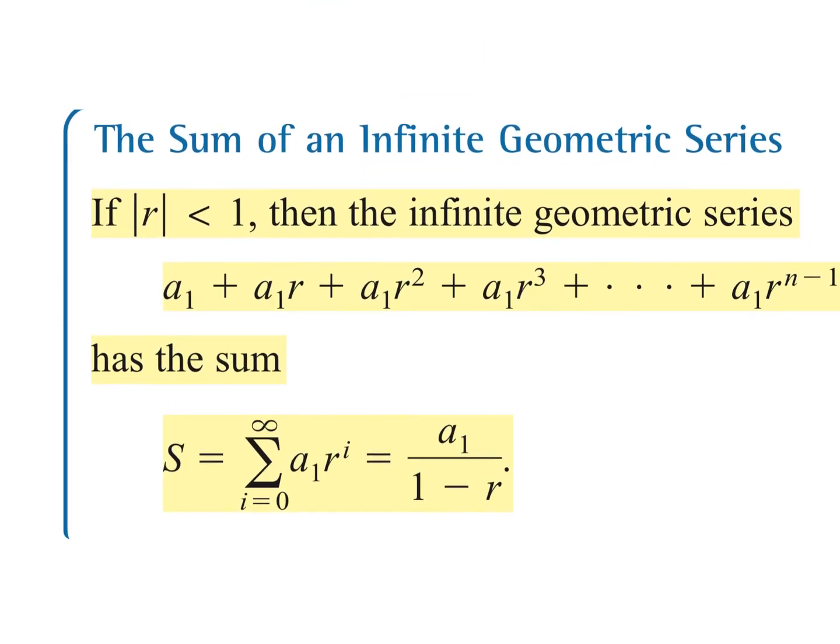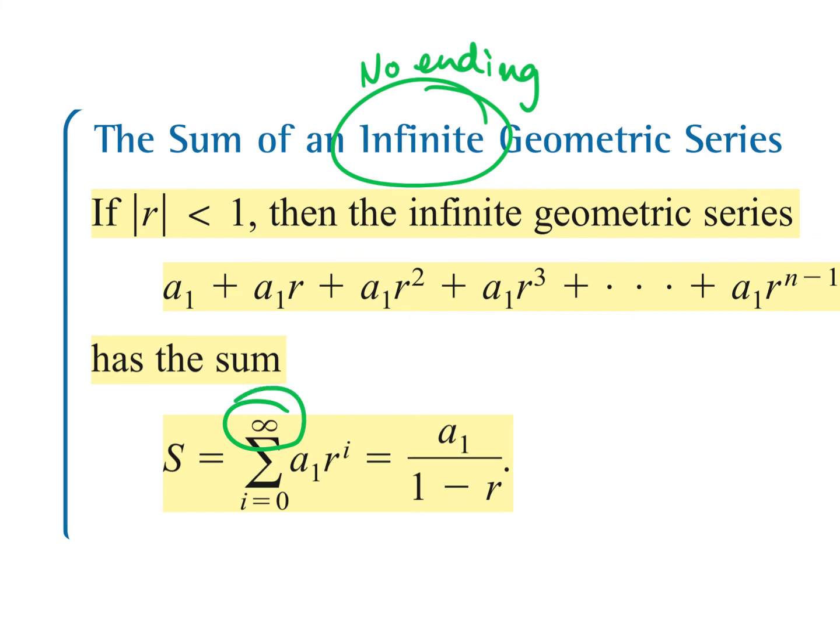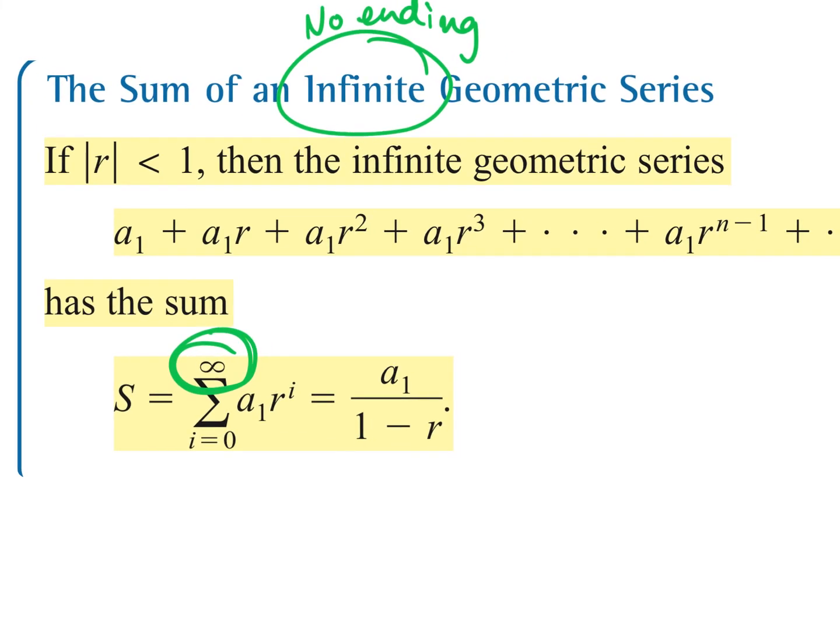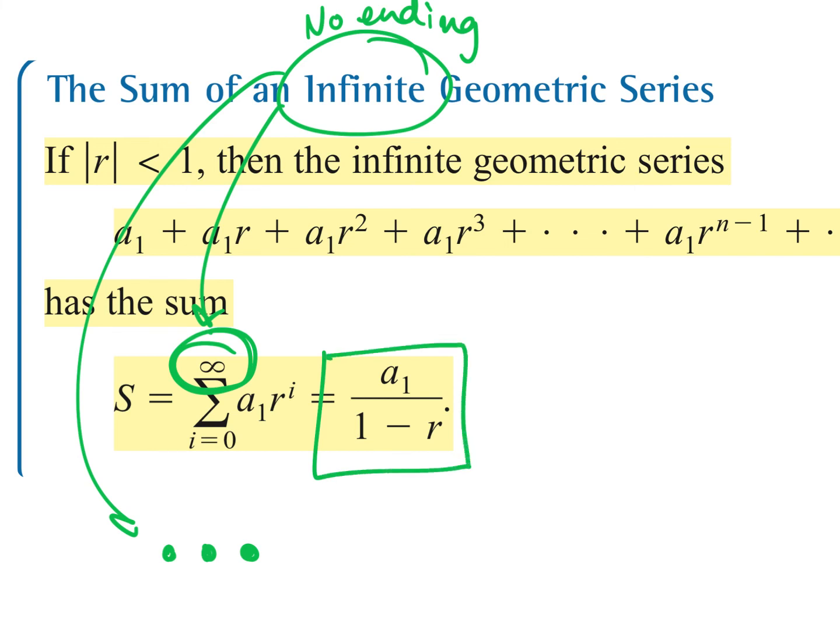Next, we have the sum of an infinite geometric series. Infinite means that it has no ending. So usually when we have an infinite series, we'll have the infinity sign, meaning that it has no ending. Or you'll see the little dot, dot, dot at the end. That means it goes on forever. So you'll see either one of these, which means it's infinite. So for infinite, you use this formula to find the sum.